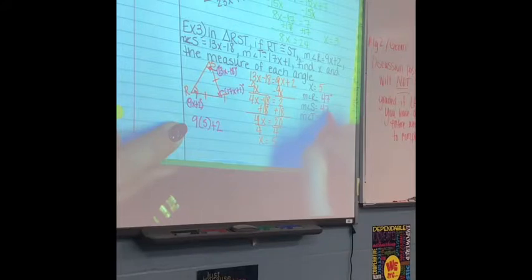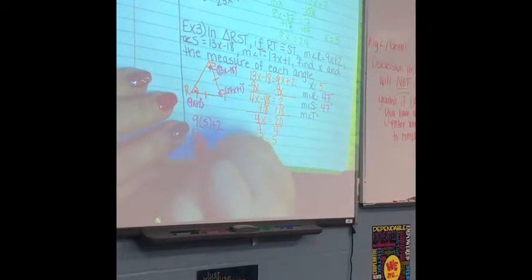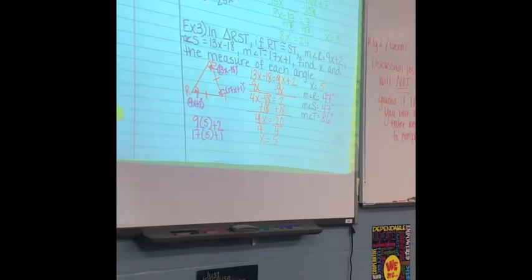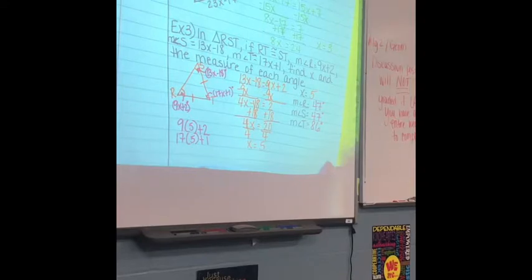47 degrees. And then now to find angle T, I'm going to take 17 times 5 plus 1, which gives me 86. Okay. Any questions there on those? It's about drawing it, labeling it, and working what you know. Okay? Everybody got that?